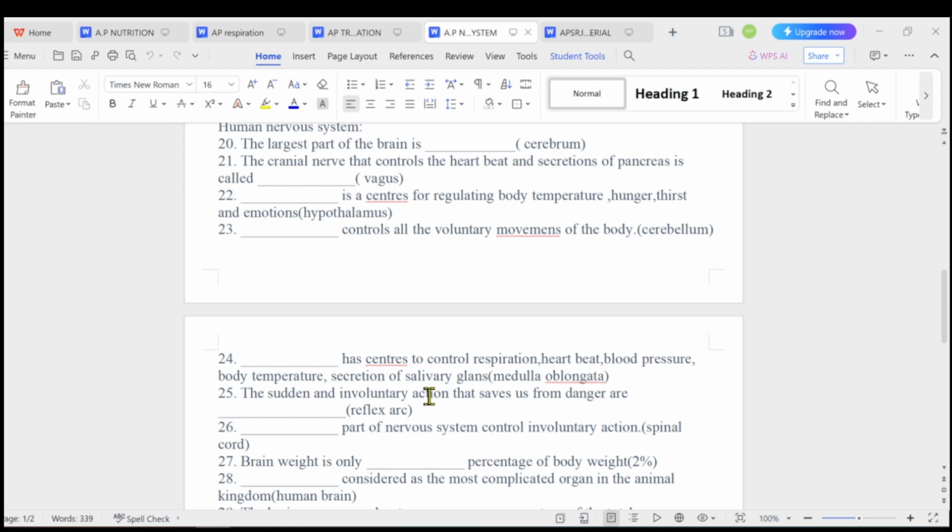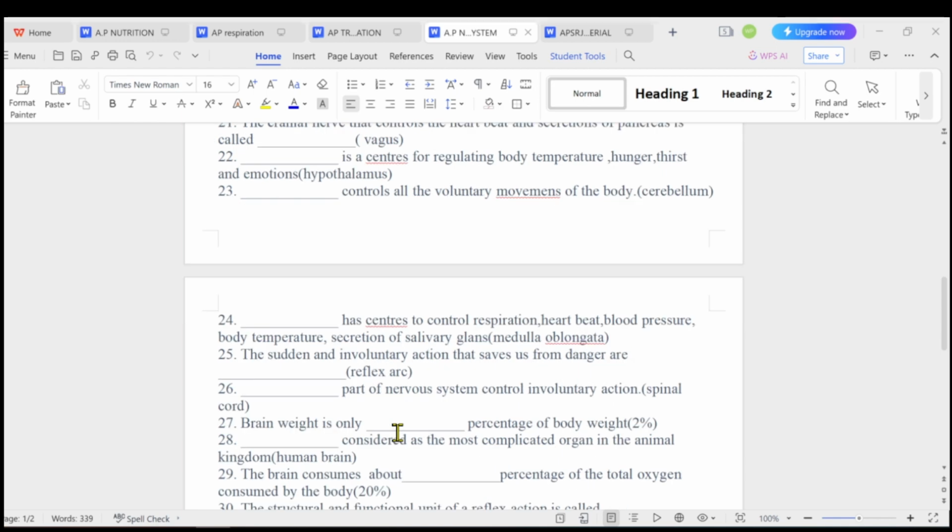The sudden and involuntary action that saves us from danger is called the reflex action. And the next bit: the dash part of the nervous system controls involuntary action. The spinal cord also controls all the sudden involuntary actions.